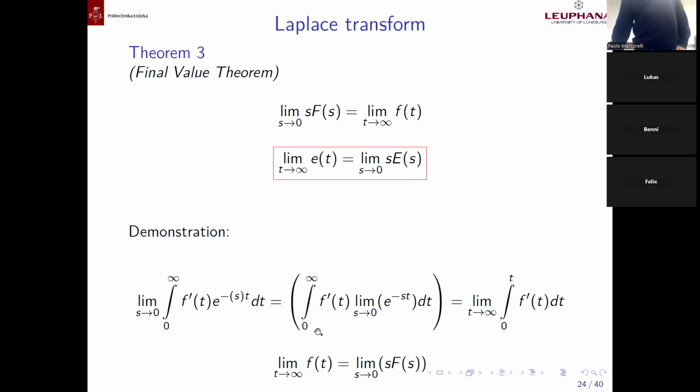Then I can include the limit inside because the integral is calculated in time and s is just a parameter. This means this equals this one, which basically means exactly this expression here, because for s equals 0, the exponential of minus st is 1. That means I can write everything in this form here, in which instead of infinity, I write in a different form. And basically it's exactly what we want, because the integral of the derivative is the function itself: the limit of f of t for t toward infinity equals the limit of s F of s for s equals 0.